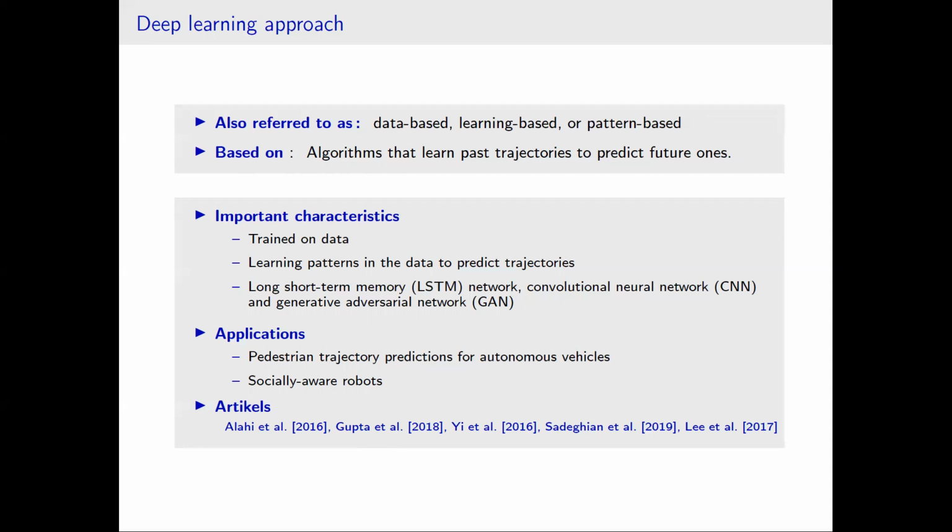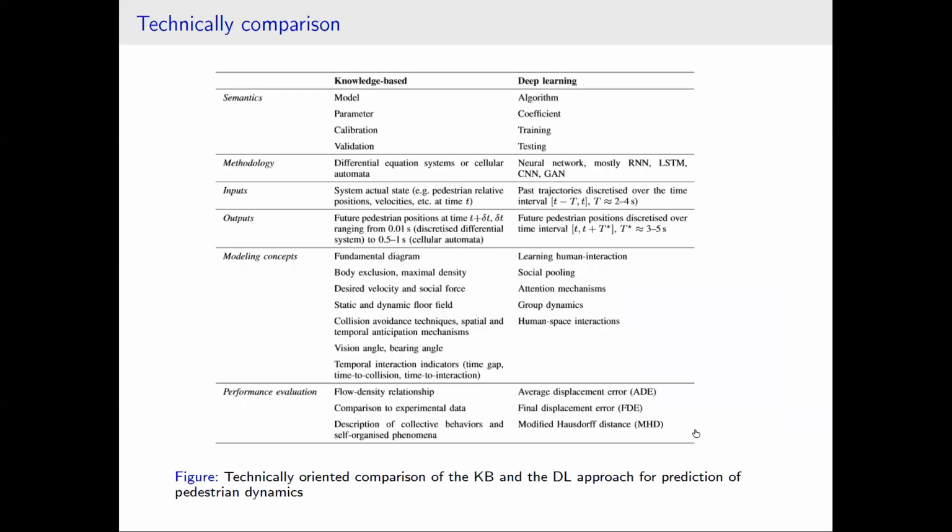Applications are, for example, in autonomous vehicles, where the vehicle has to predict the future behavior of the pedestrians in the vision angle, or socially aware robots. Famous articles are, for example, the social LSTM from Alahi, the social GAN from Gupta. Here is a CNN model from G, and these are also important articles.